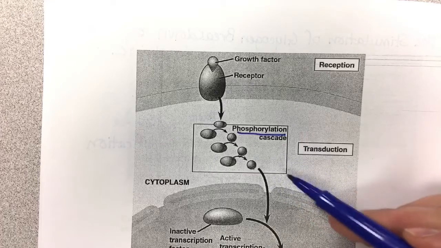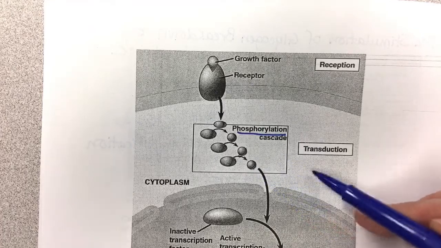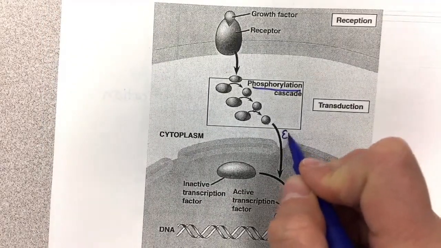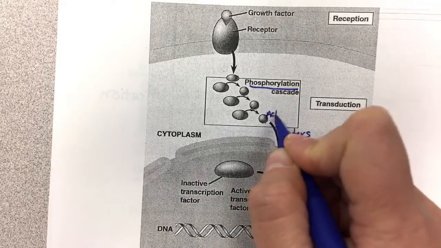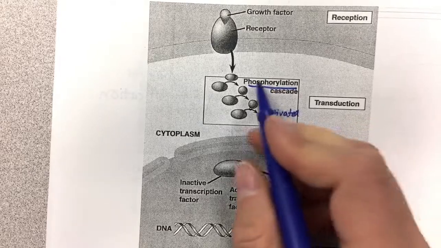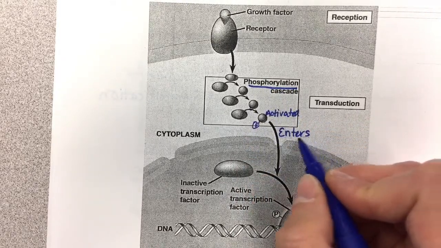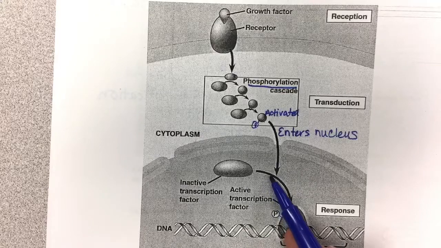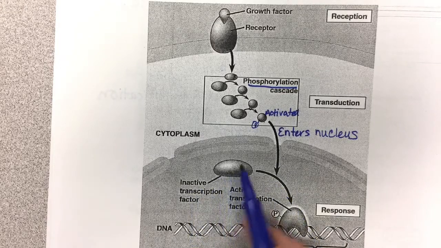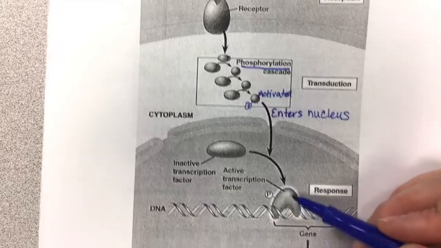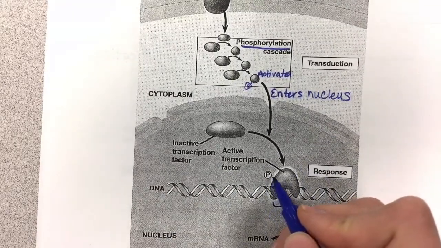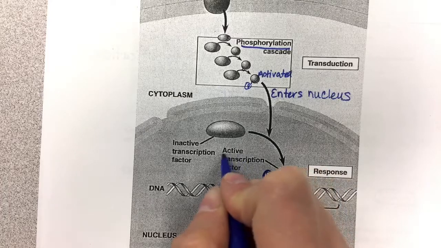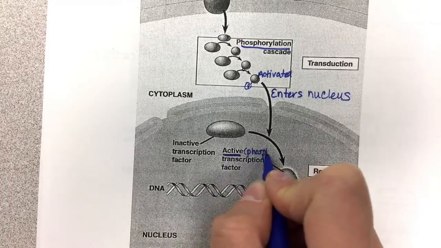But look here: instead of something happening in the cytoplasm where it activates a molecule that gives you your response in the cytoplasm, this activated molecule enters the nucleus. This guy is activated, and since it's a phosphorylation cascade, it's often activated by being phosphorylated. It enters the nucleus and goes through the nuclear pore. Notice here you have an inactive transcription factor, but when this little guy comes in, it activates it again by phosphorylating it. You see here we have our phosphate group right here. So this is phosphorylated, which is why it's active.